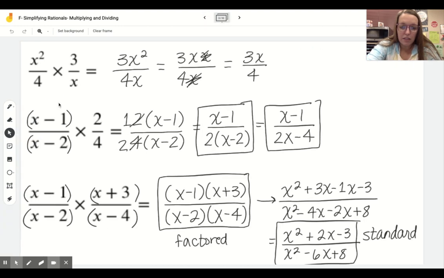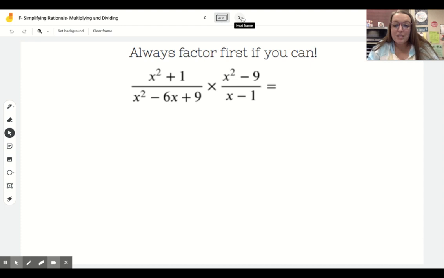One thing to notice about these was that there was nothing that we could factor ahead of time. These can get a little bit more complicated. When you have obviously a more complicated equation like this, if you have x squareds in your equation, don't just start multiplying stuff together, because you're going to end up with something that's very difficult to simplify. It will be much easier to simplify if you factor everything you can first.